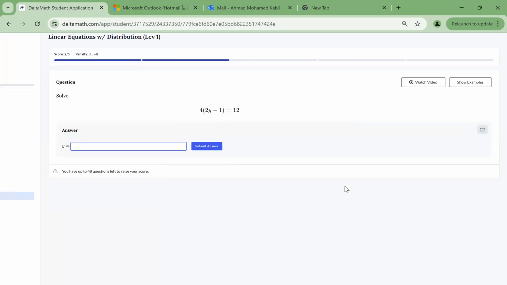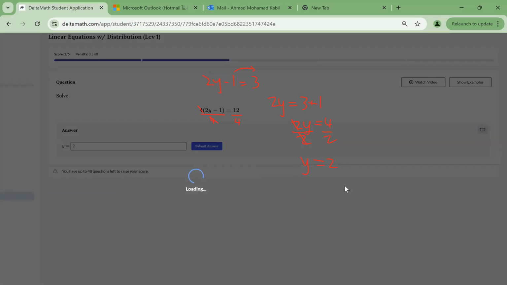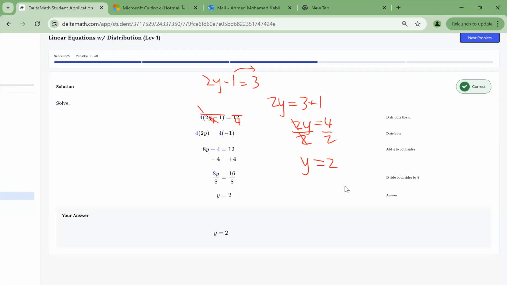Here we have 4 times 2y minus 1 equals 12. Let's divide by 4 on both sides. 4 cancels out with 4, so you get 2y minus 1 equals 12 over 4, which is 3. You can take the one to the right-hand side. So 2y equals 3 plus 1. 2y equals 4. Divide by 2 on both sides. You get y equals 2. So let's put 2 here. And this is correct as well.